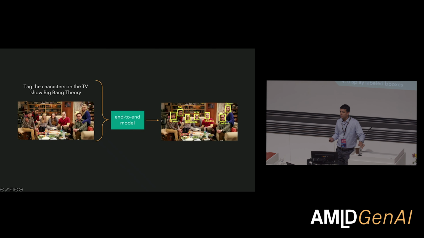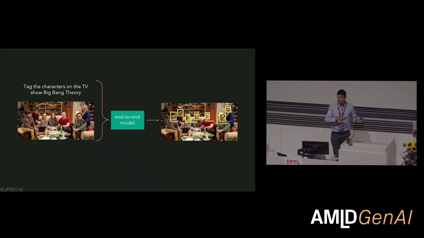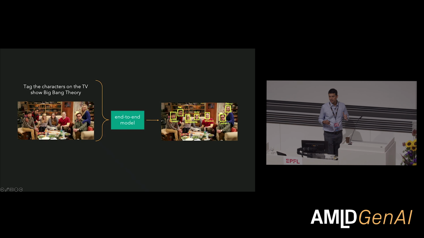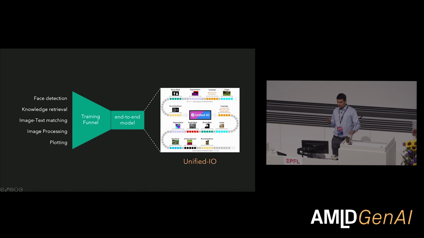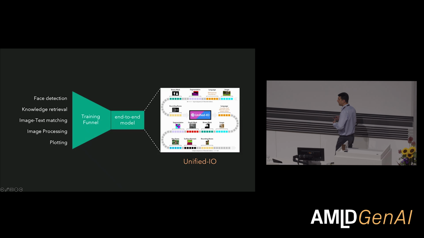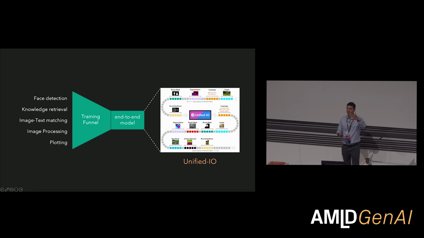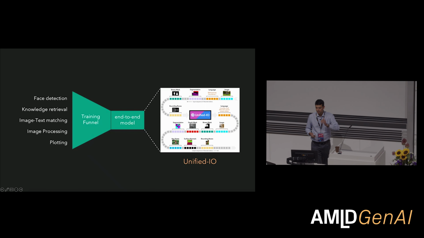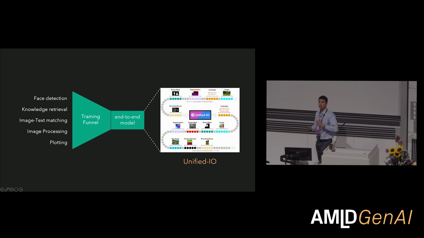And what we're trying to do in the previous paradigm is basically get an end-to-end model to do this quite complex task, right? You're going to shove in the image, you're going to shove in the instruction, give it to a large neural network, and hope that this neural network can perform this task. And in order to do this task, a model like Unified I/O or some other model created by someone else is going to have to acquire these 5 different skills that I just listed out: face detection, knowledge retrieval, and so on. And finally, it is going to have to learn how to do plotting.